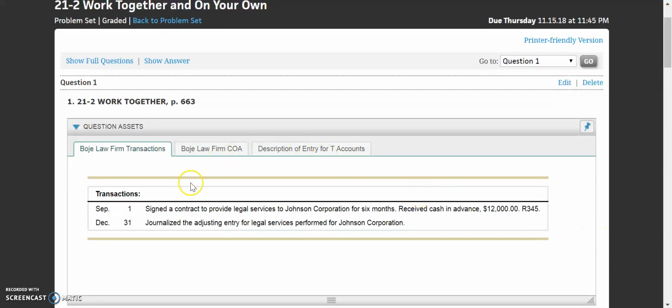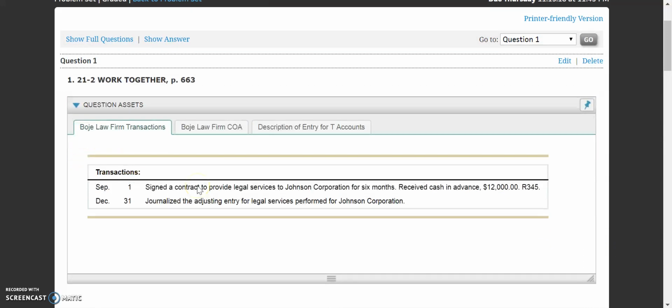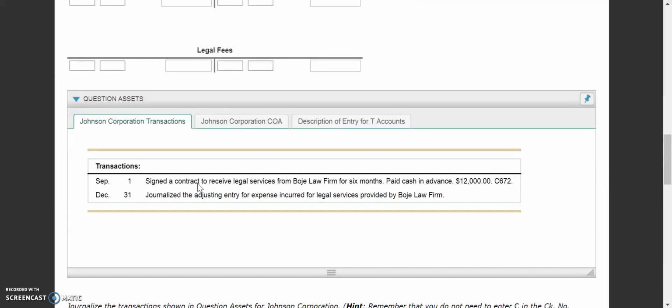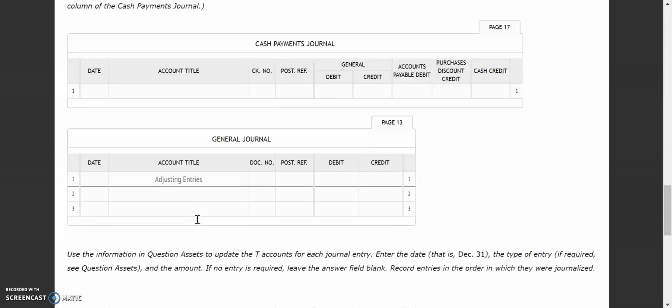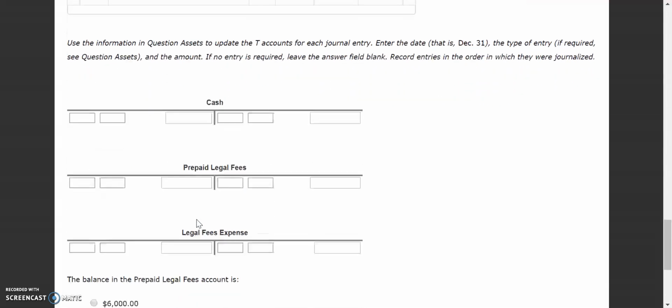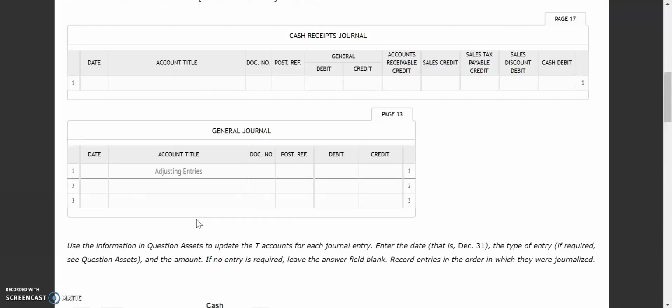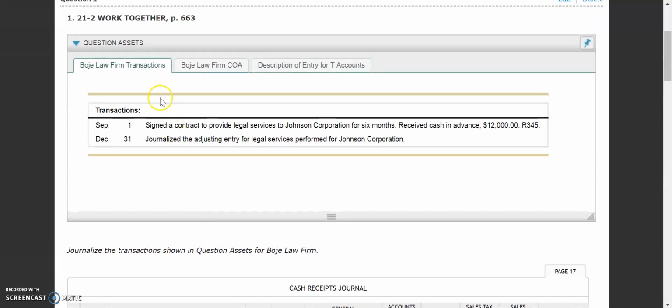So we have some transactions that are for Bowie Law Firm. And as you scroll down, we're going to journalize here and put them in T accounts. And then down here is the same transactions, except they're for the other corporation called Johnson Corporation, where we will journalize a couple here and then how they affect our T accounts. So, scrolling back to the top here, we have two transactions for Bowie that we signed a contract to provide legal services to Johnson Corporation. And then the adjusting entry.